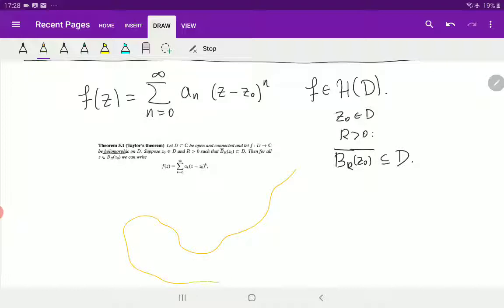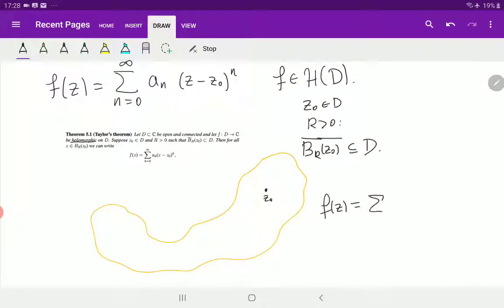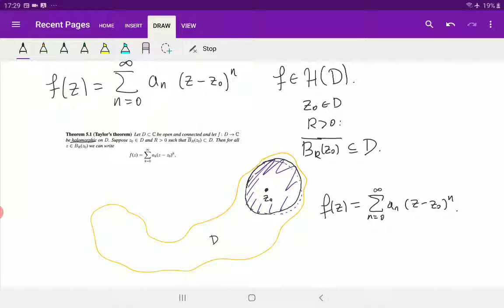Suppose this region D is a funny looking shape. Just because f is holomorphic on D doesn't mean that the Taylor series is going to converge everywhere. It doesn't mean that this is valid on all of D. What you have to do instead is take some point z0 in D, and then you fit a radius that is small enough that the closure of the disk sits inside D. Then the Taylor series is valid only on this disk. So there's not necessarily a global Taylor series that is going to work. The shape of D matters.